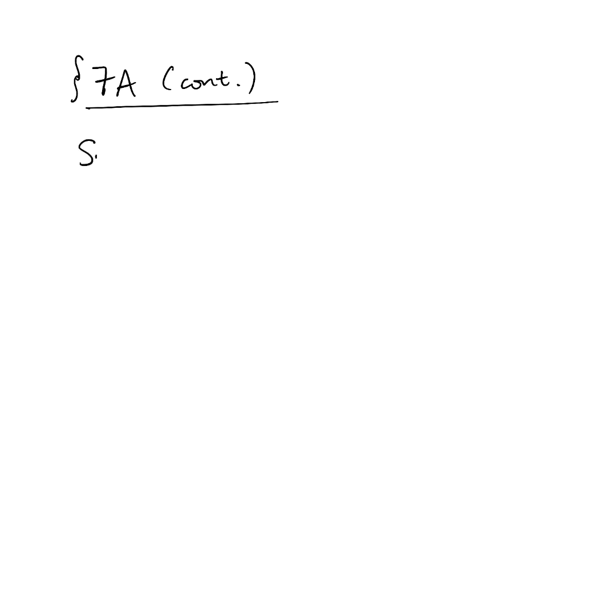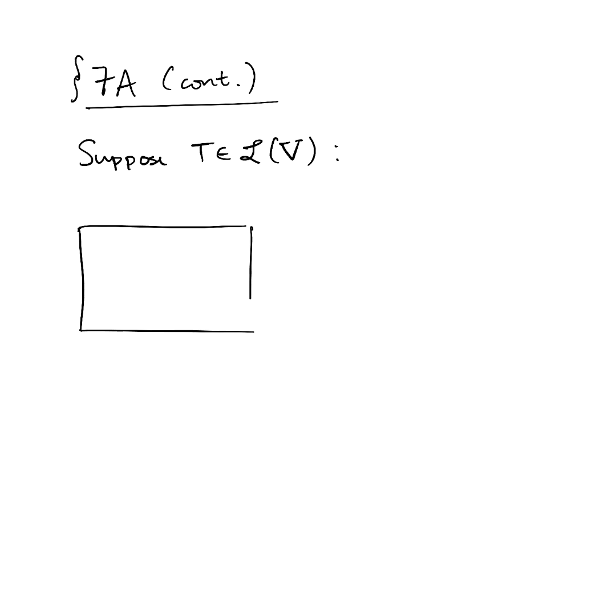So, suppose T is a linear operator on V. V is some sort of inner product space. And so visually, we have this picture. Got a big box called V. T acts on V, takes inputs from V, and spits out outputs in V as well.